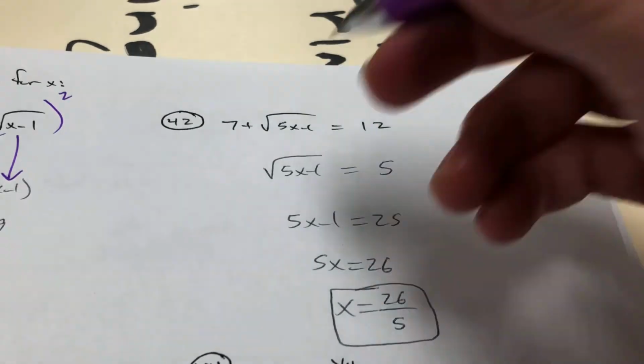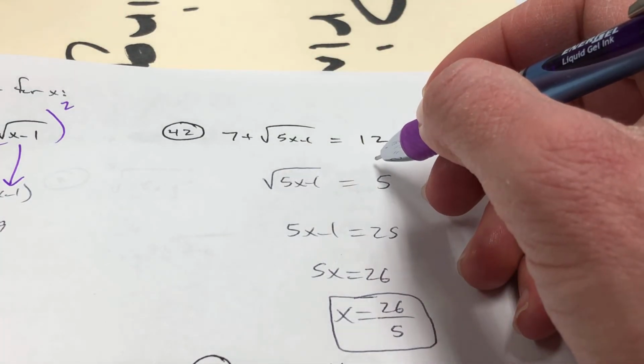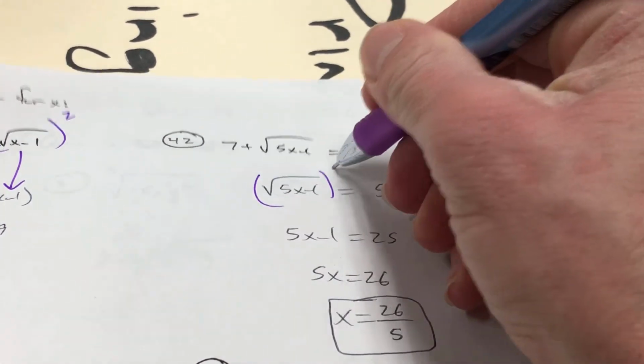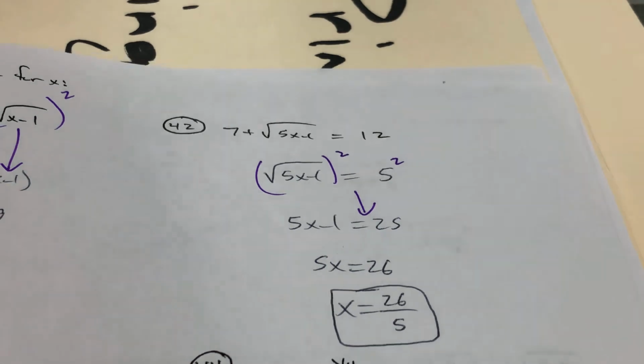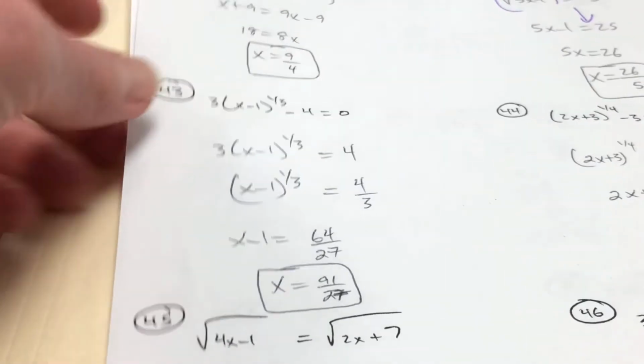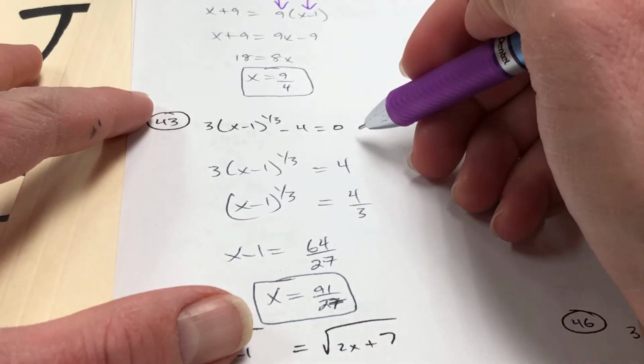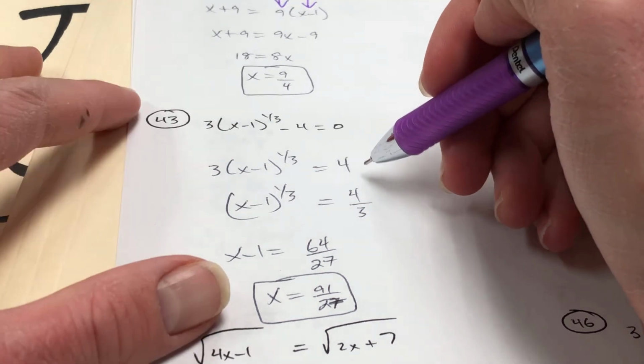Nothing too special on 47. Subtract 7 from both sides. Then square both sides. Add 4 to both sides. Divide by 3. I probably made a typo.